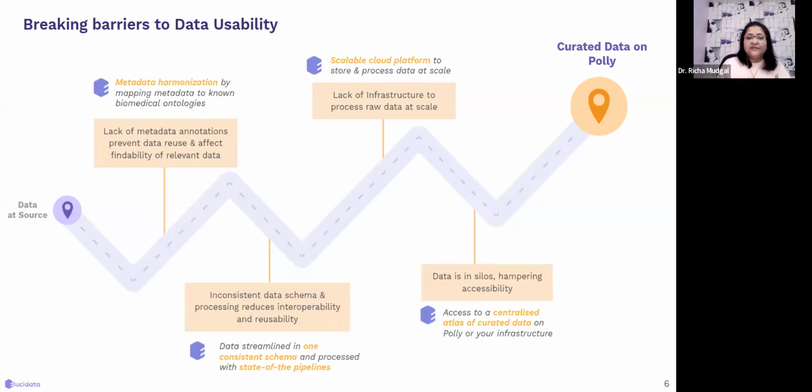When we talk about data at source, it could be public resources as well, but it could also be the legacy data lying within the company or organization. And that itself may not be in the most usable form for others in your organization.